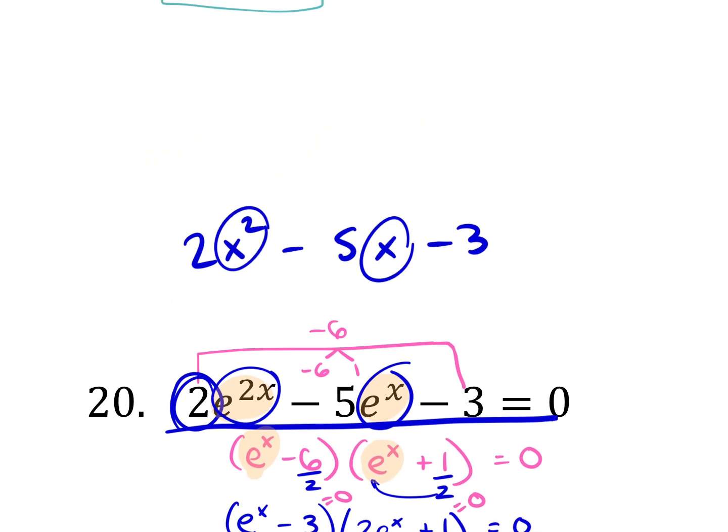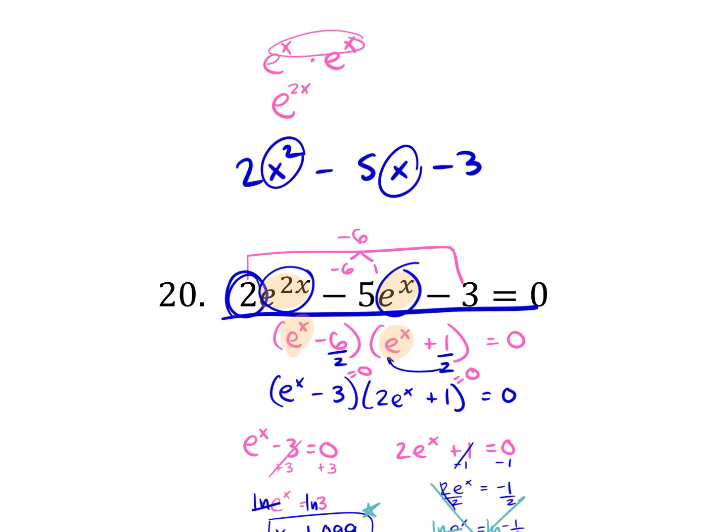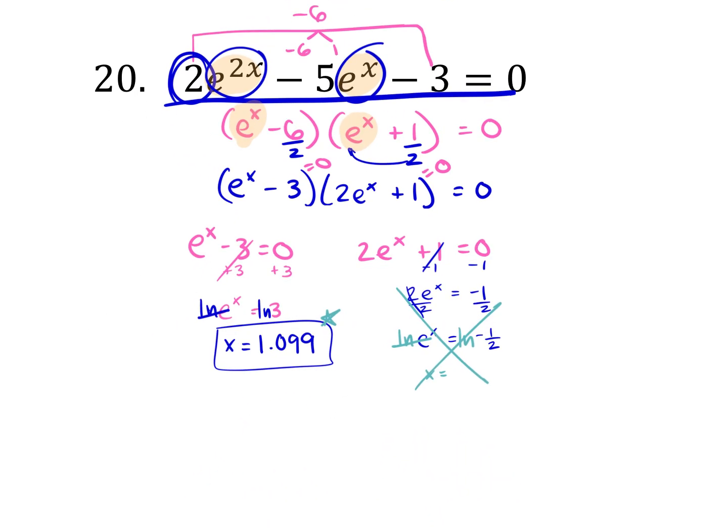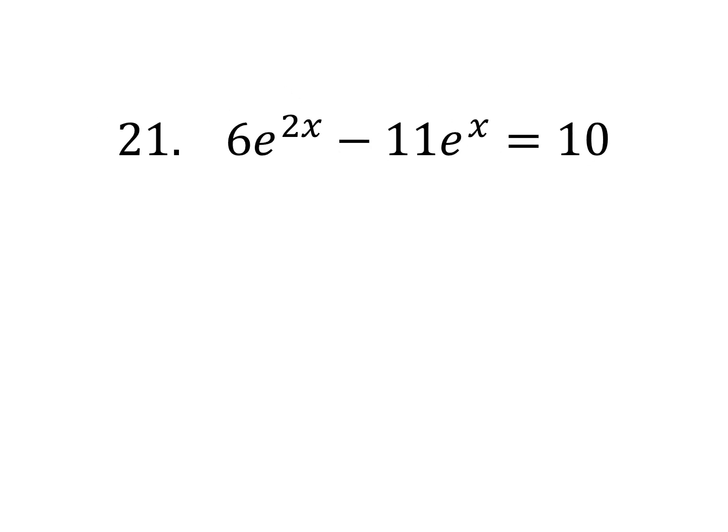So if I were to multiply e to the power of x times e to the power of x, what do we do when we multiply when our bases are the same? Add the exponents. So this would be e to the power of 2x. Right. So if I were to FOIL this back out, I'd get e to the power of 2x. All right, 21 is similar, so let's do that one. What should we do first here?